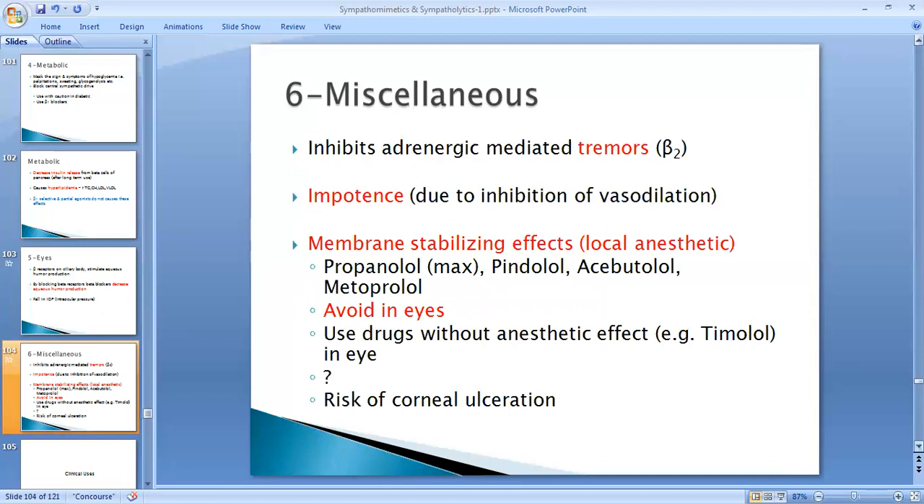Miscellaneous. Beta blockers inhibit adrenergic mediated tremors, impotence due to inhibition of vasodilatation, and membrane stabilizing effect, local anesthetic effect like propranolol, acebutolol, and metoprolol. So these should be avoided in eyes. Use drugs without anesthetic effect like timolol. So timolol is the drug of choice in glaucoma.